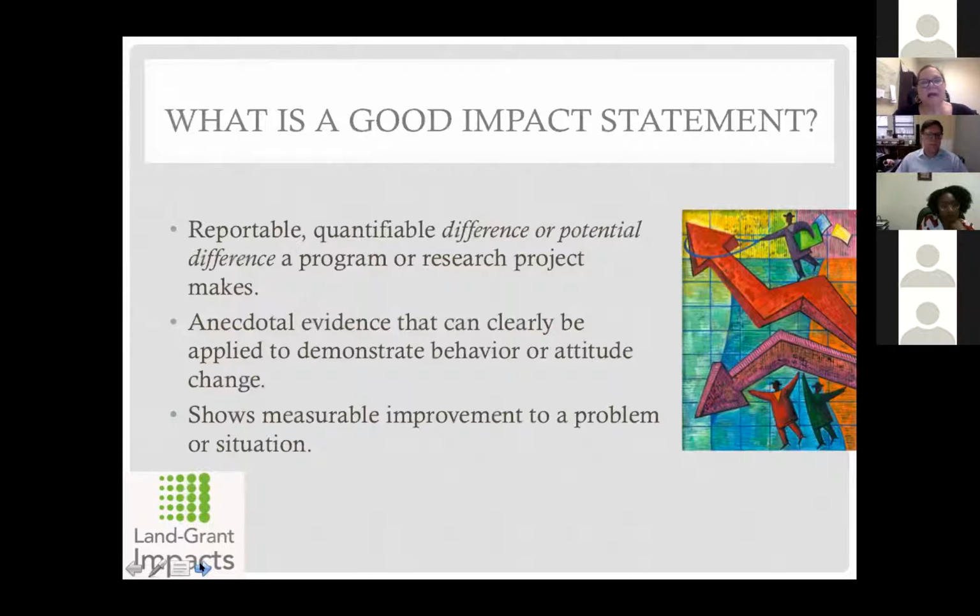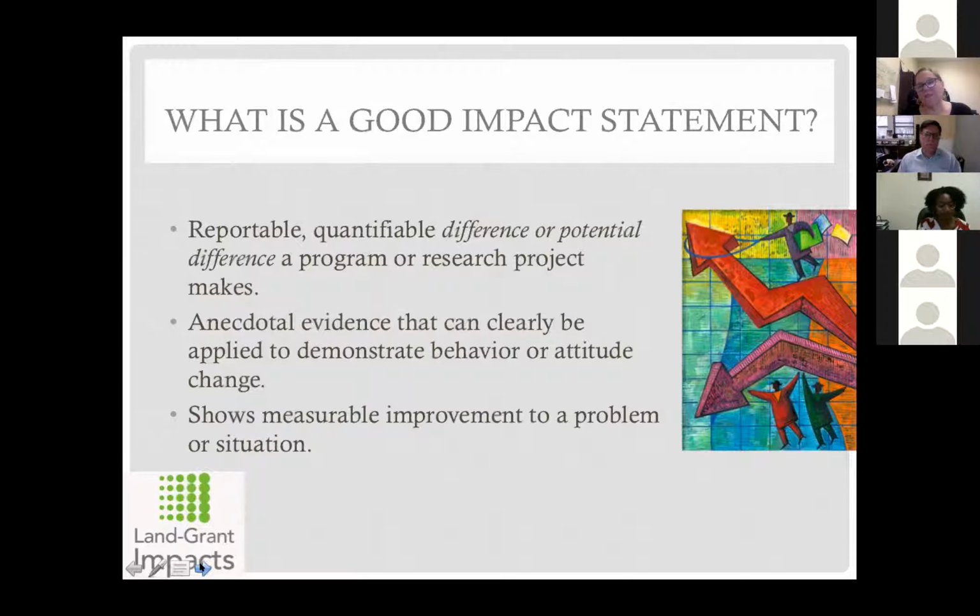A good impact statement is a reportable, quantifiable difference or potential difference a program or research project makes. We understand that some projects that really belong in the impact system are not to the point that they can show the absolute difference they're making yet.